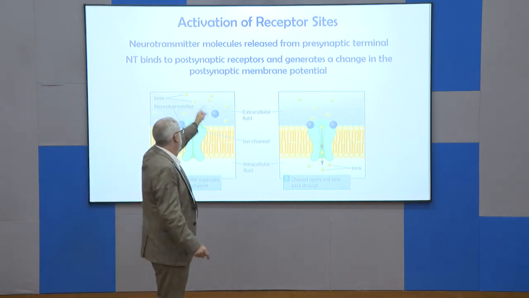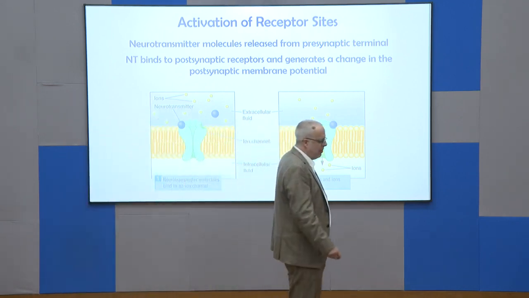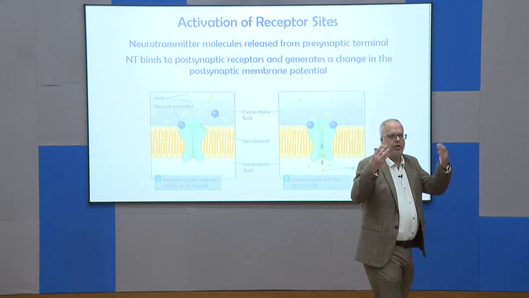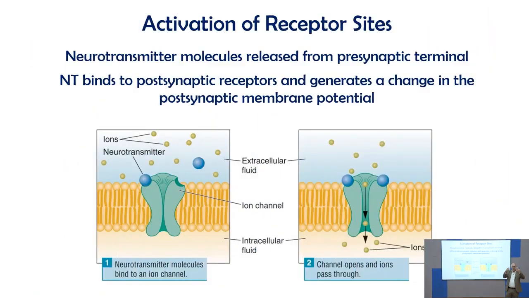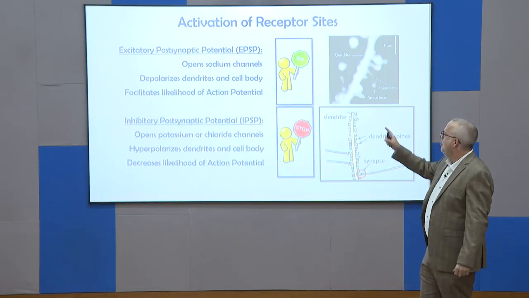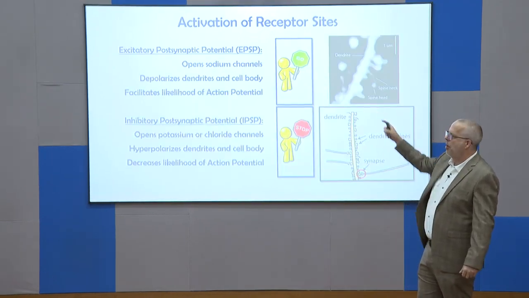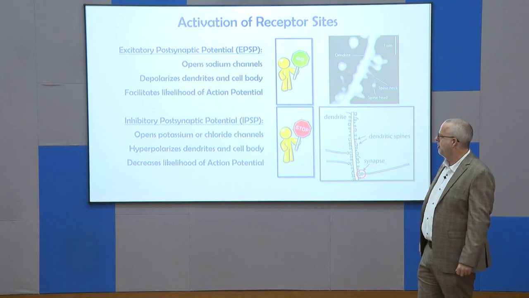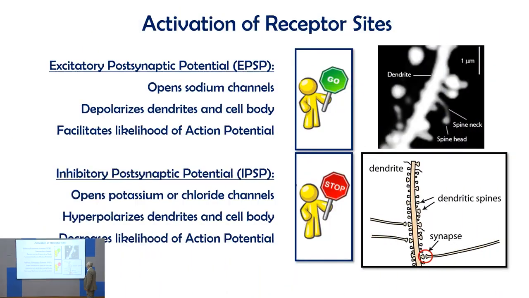So, neurotransmitter binds to the postsynaptic receptor, and it generates this charge differential. It generates a change. The interior of that terminal becomes more or less electrically negative. Okay. So we can talk about an excitatory postsynaptic potential versus an inhibitory postsynaptic potential. And keep in mind, here's our dendrite, here's all those individual spines. When an axon and a spine meet, that is our synapse.